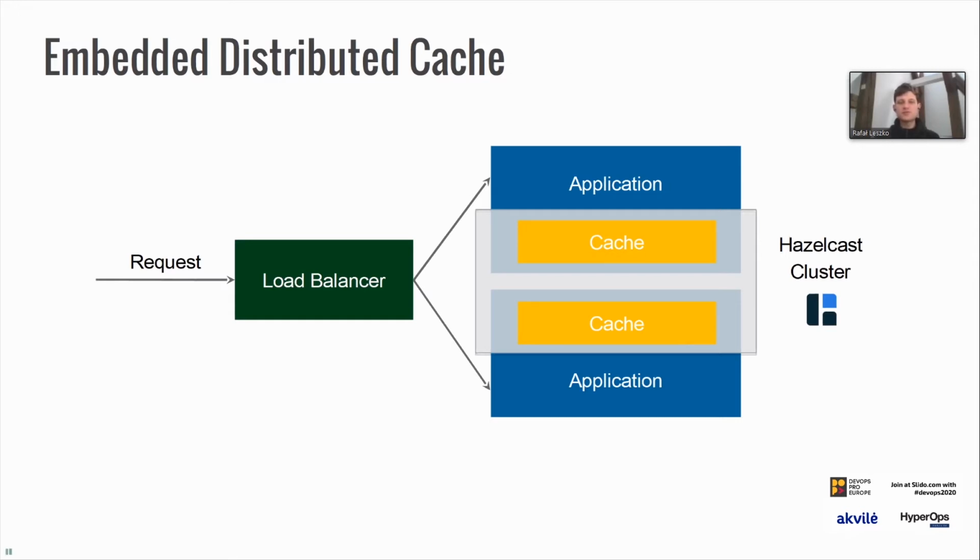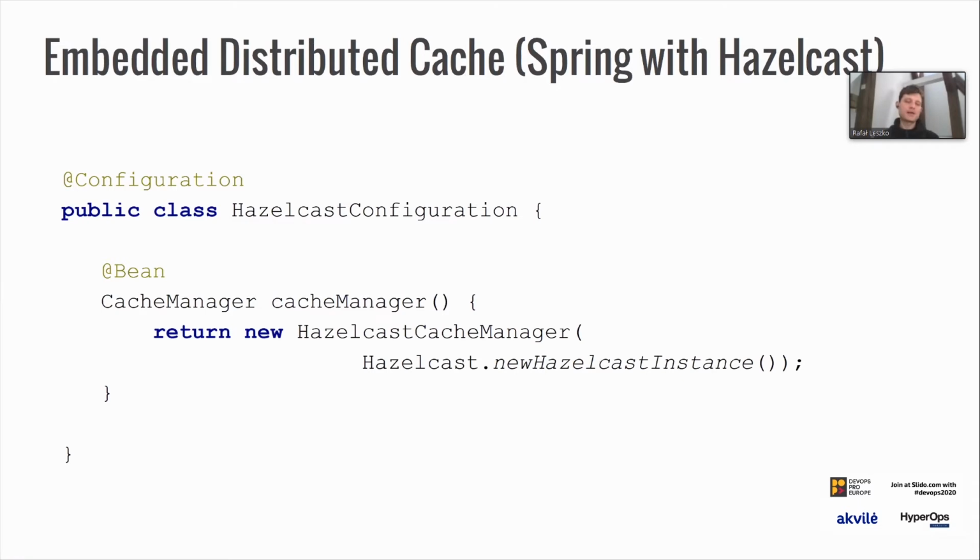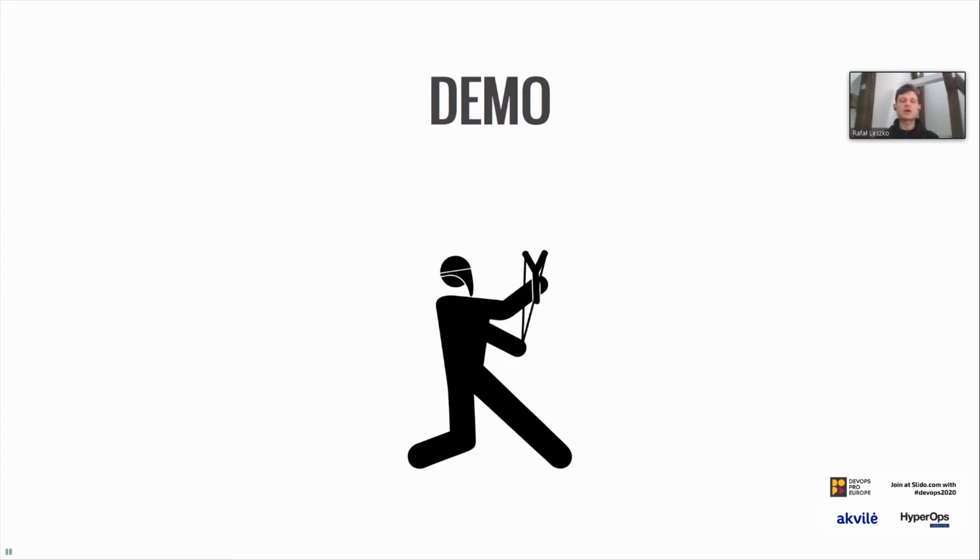How to define it? If we stick to this Spring example, all we have to change from our previous example is to define a different cache manager. So we use Hazelcast as our cache manager. There are no more changes. That's all you have to define. And let me show you a quick demo on that.